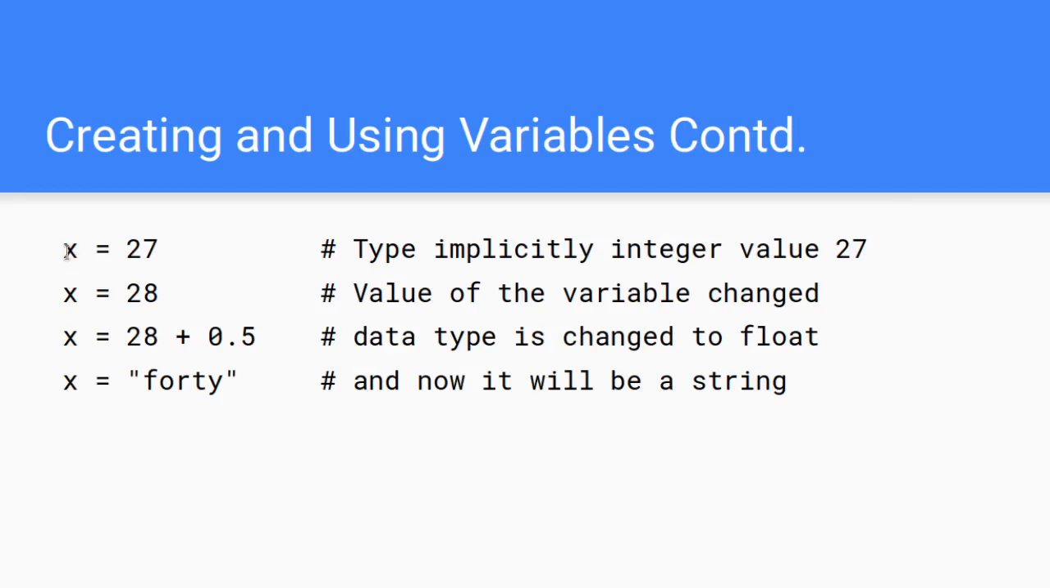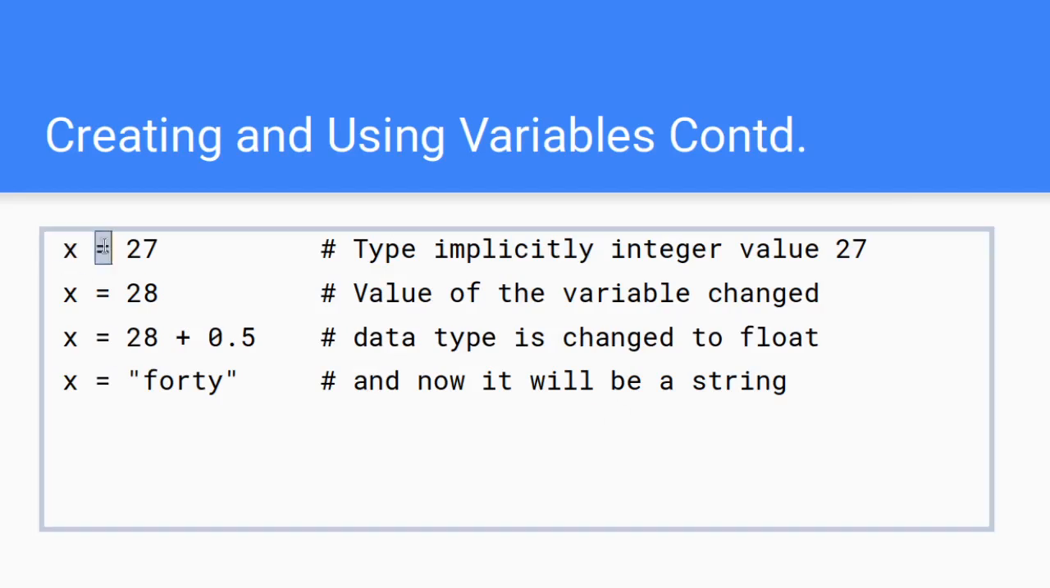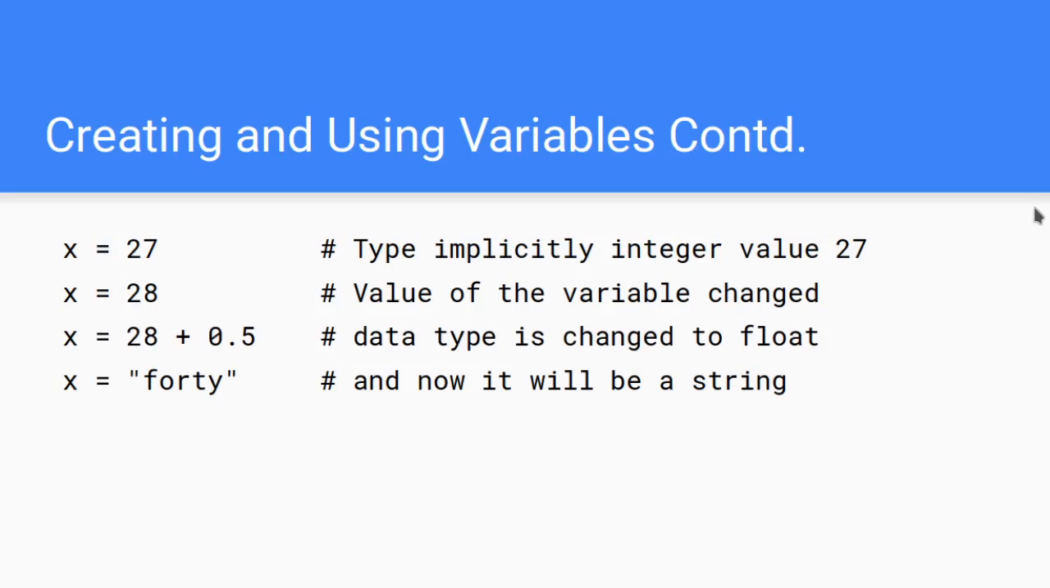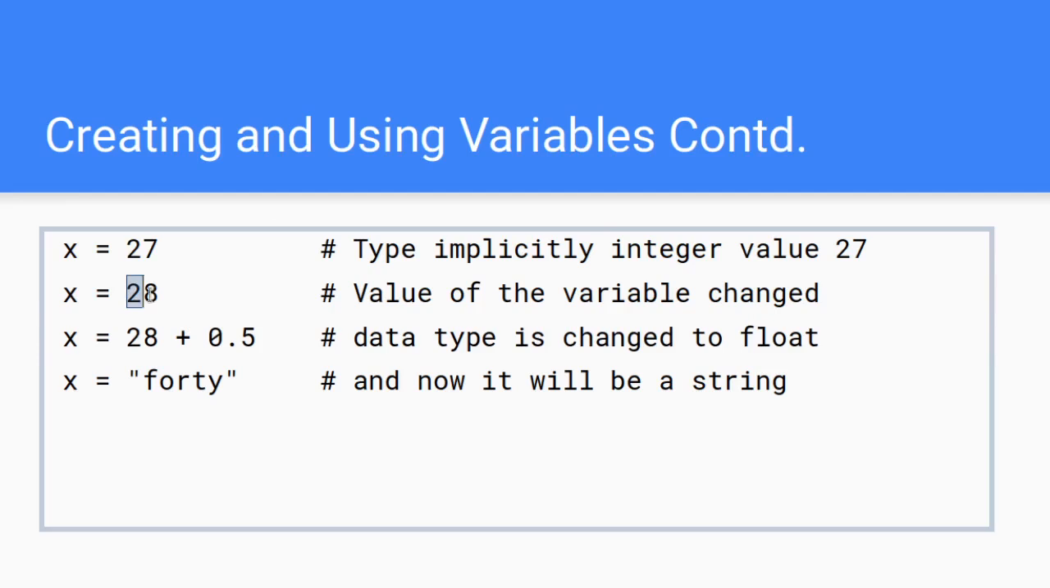All right, so here we don't have to declare x anywhere. We just say x, we use the equal operator. We say x equals 27. So we're defining x, and implicitly it is an integer with the value 27. Now we say x equals 28. So the value of the variable changed because the value is the memory address. So now the variable points to a different object, 28.